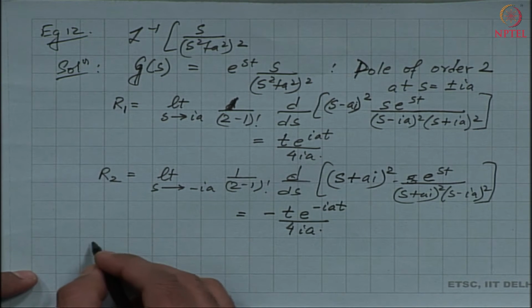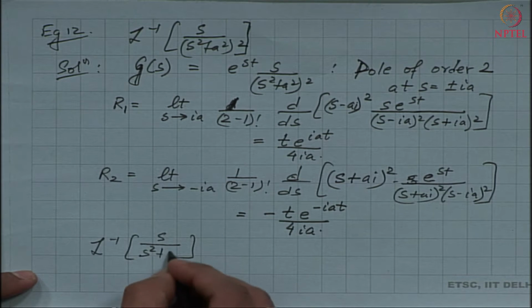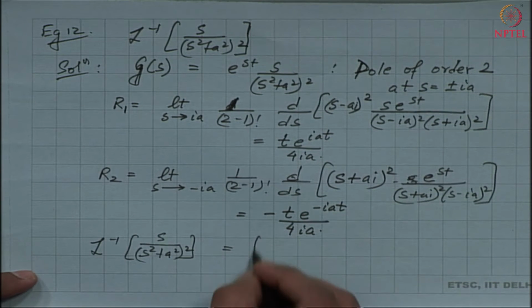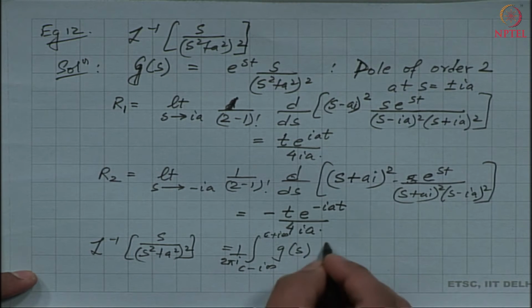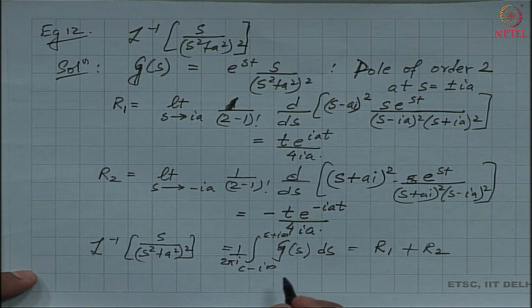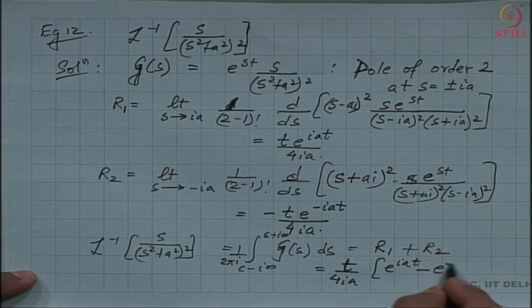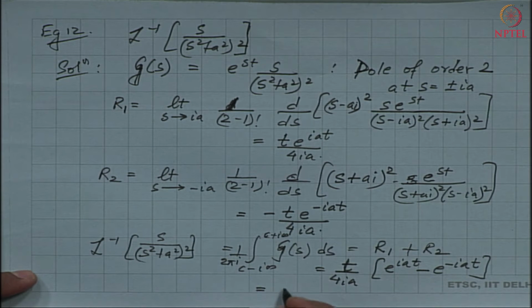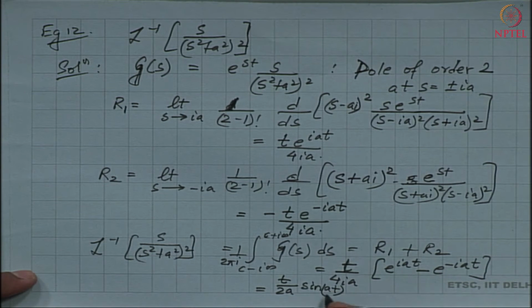Okay, so finally, my inverse transform of this function, s by (s square plus a square) to the power 2, will be the contour integral 1 by 2 pi i, c minus i infinity to c plus i infinity of G(s) ds, and that becomes the residue at point 1 plus the residue at point 2. I get that this is equal to 1 by 4 pi i a times t (e to the power i a t minus e to the power minus i a t), and if I were to absorb this, I get that this is also equal to t by 2a sin a t.